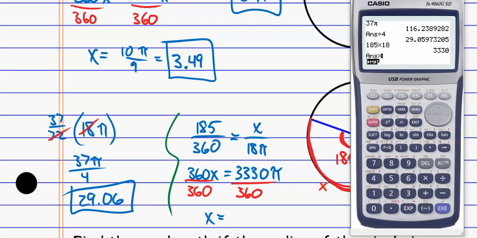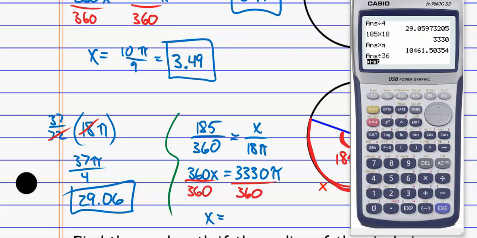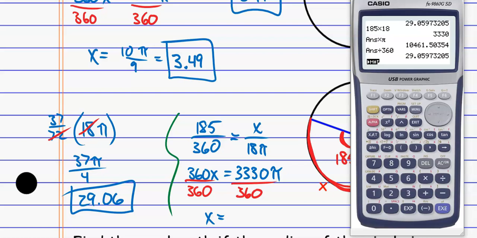It was the 3,330 times pi, and then divided by the 360. And there it is, 29.06.